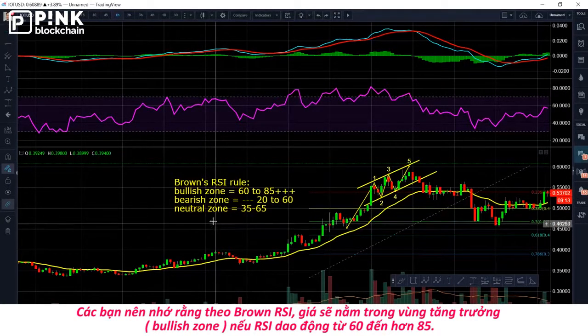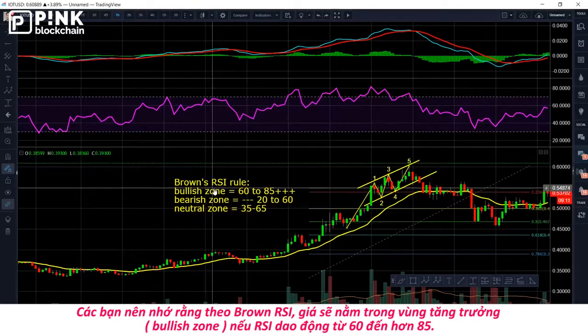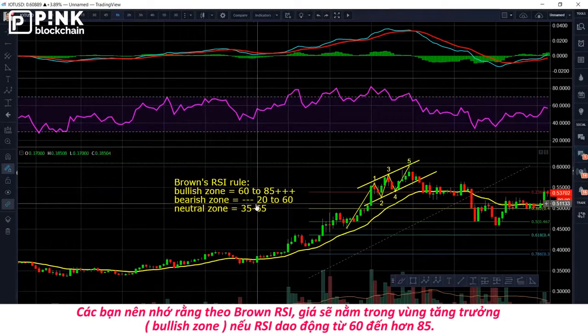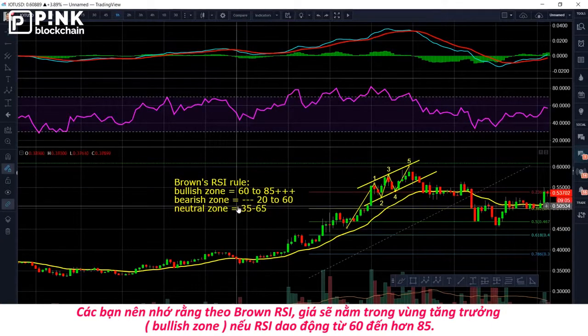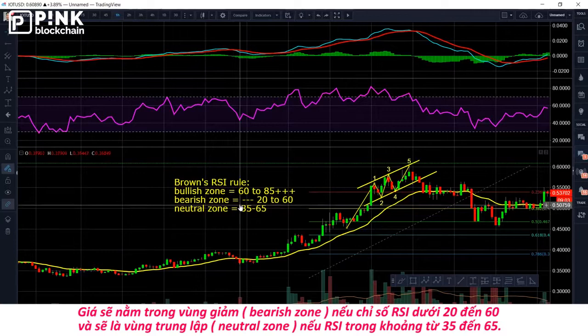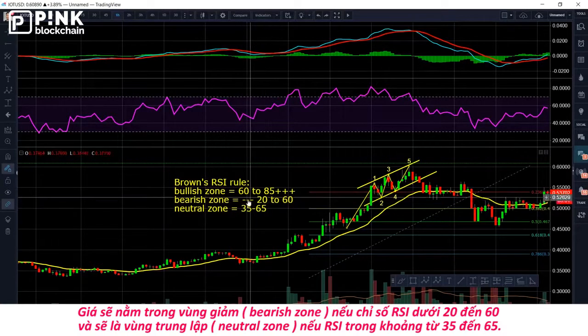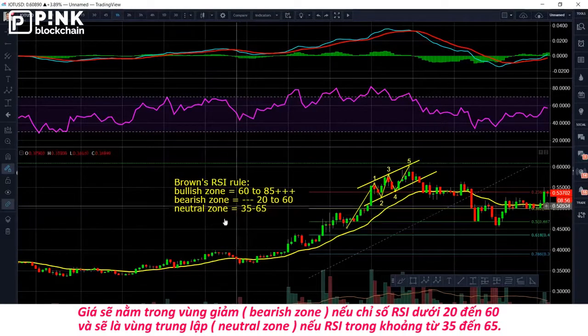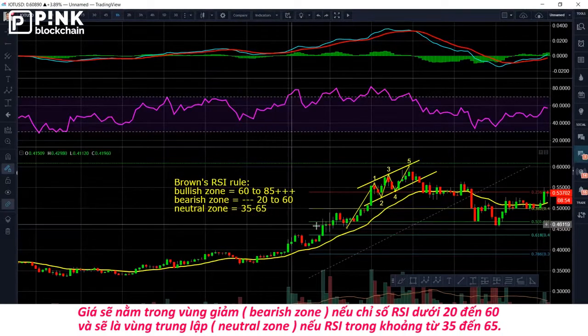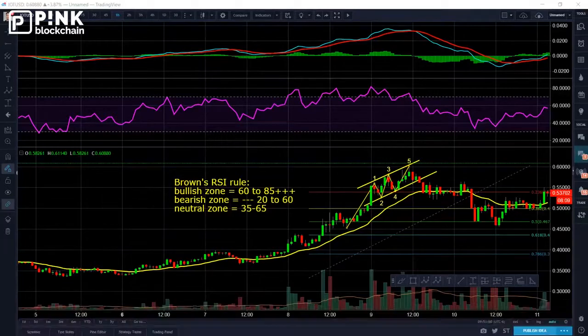Brown's RSI rule. For a bullish zone, we're looking anywhere from 60 to 85 and up, okay guys? That's important for us to hit these numbers on high time frames. And for a bearish zone, we're looking for the negative, meaning well below 20 to about 60, and a neutral zone is hovering between 35 to 65.